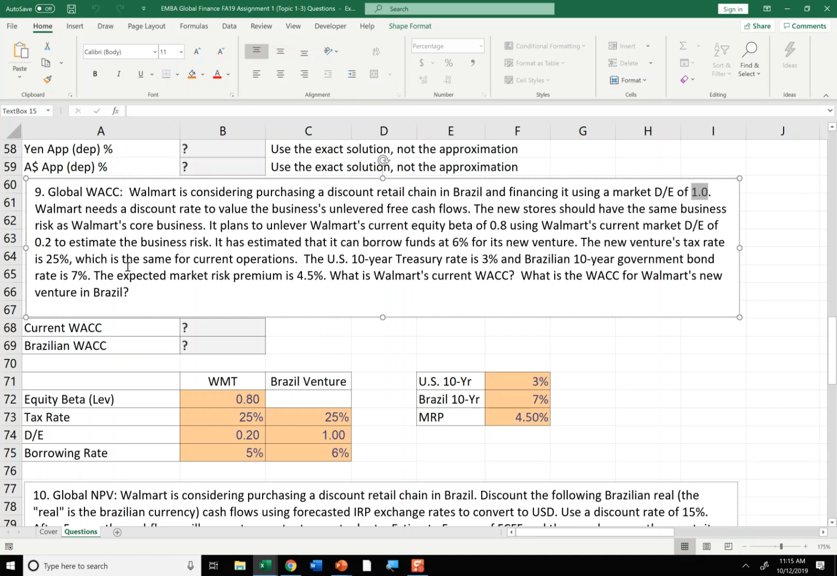Burns a lot, hurts. So what you're going to do is, here's Walmart's corporation data. They have an equity beta of 0.8, a tax rate of 25%, a D/E ratio of 0.2, and their cost of debt is 5%. In Brazil, it's going to be the same tax rate, more debt, and a higher borrowing rate.